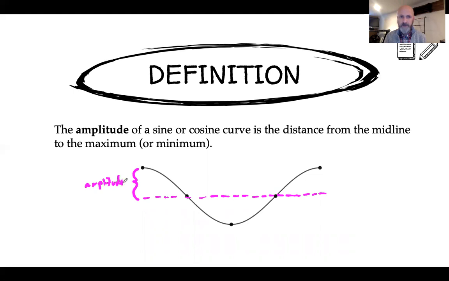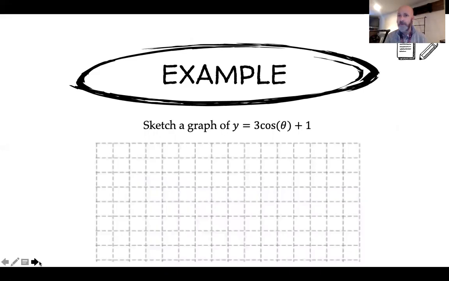You can also picture the amplitude here as the distance from the midline to the minimum. It is symmetric. The amount that it rises is the same as the amount that it falls. You could also picture it as half this distance right here from the max to the min. If you take this distance and cut it in half, you have the amplitude of your sine or cosine curve. So the amplitude is different than the midline in the sense that it's multiplied.